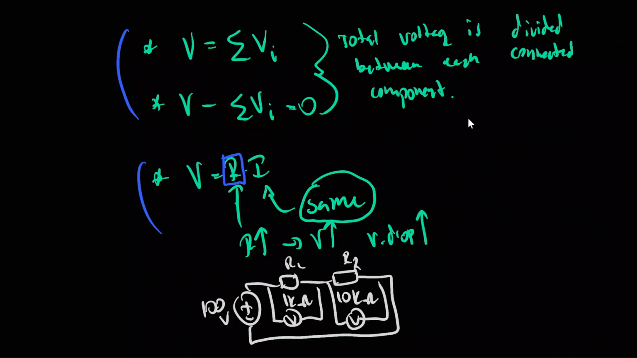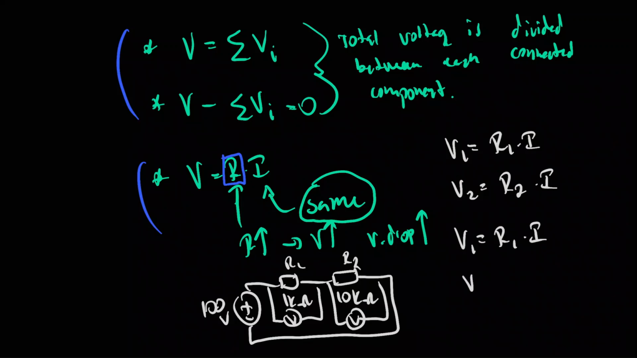Because V1 is equal to R1 times the current. Current is the same. V2 is R2 times the current. So if V1 is just R1 times the current, then V2 is actually 10 times R1 times the current. So you see that if these all are the same, basically V1 is equal to... actually V2 is 10 times V1, basically.